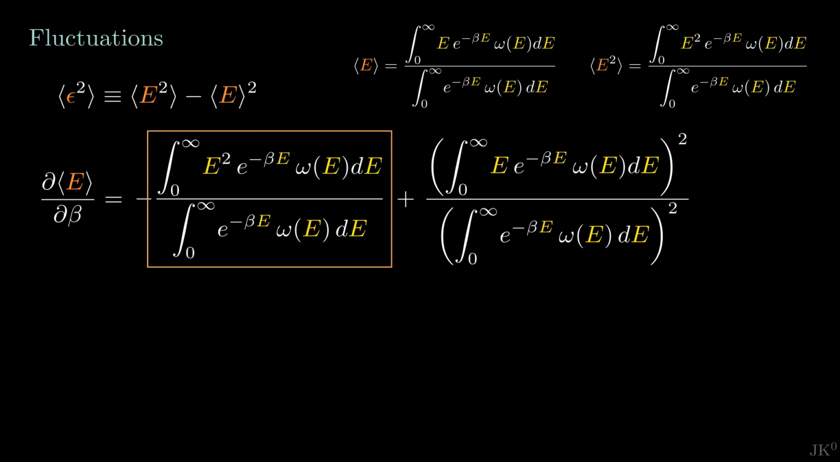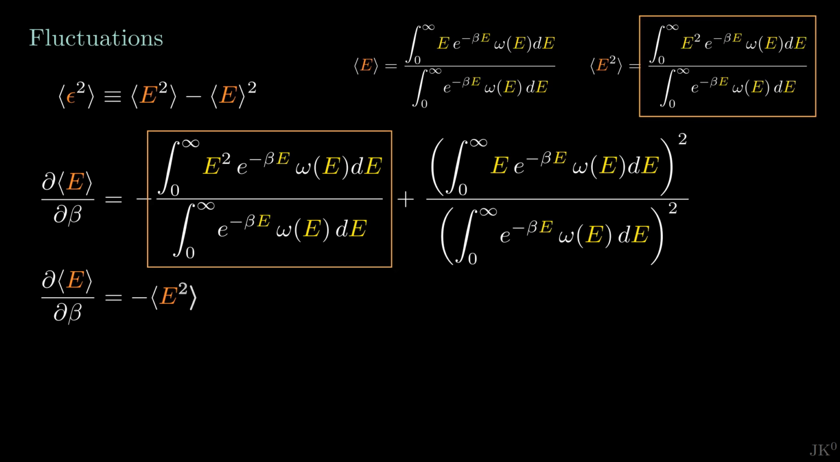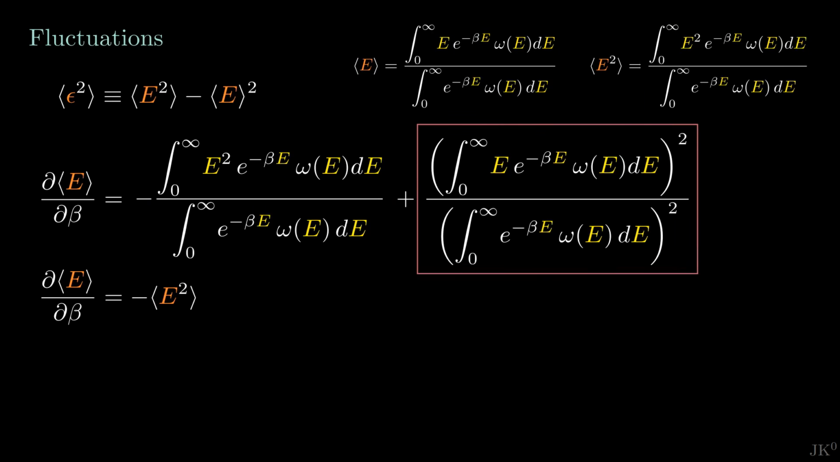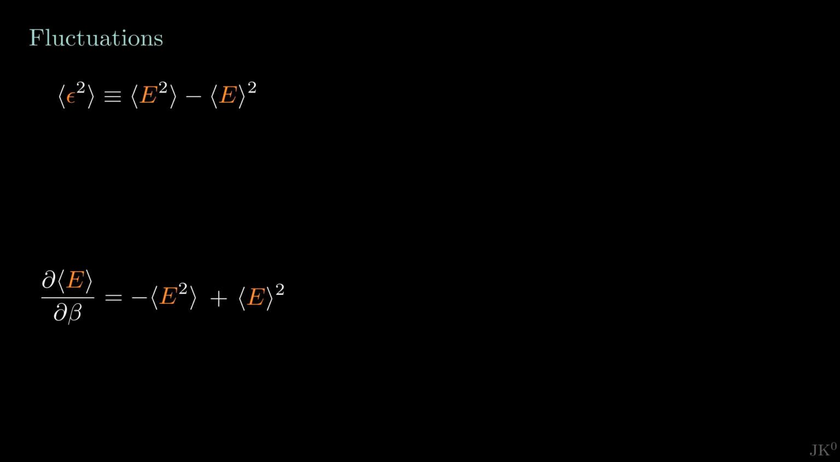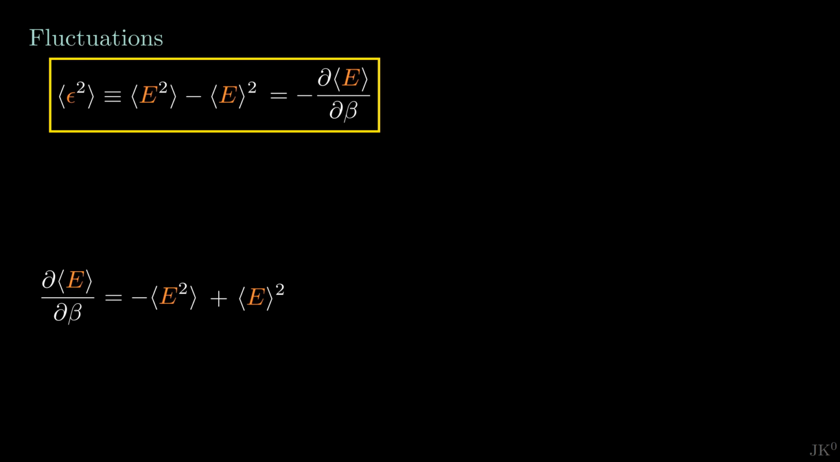Now we notice that the first term is just minus the average on the top right, and the second term is just the square of the average energy. And here, without calculating the ugly integrals, we found that the fluctuations are simply given by minus the derivative of the average energy with respect to beta.